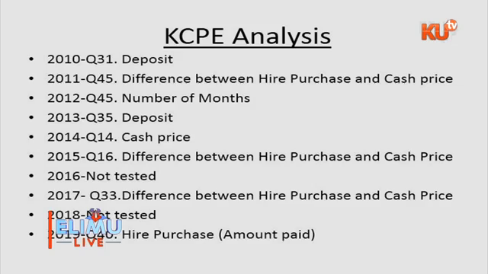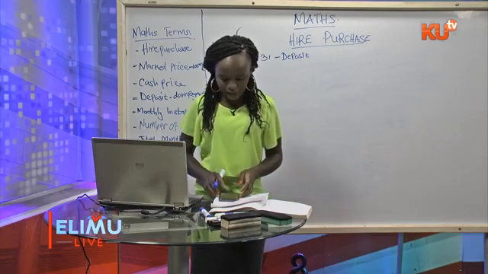In 2016, we didn't have any question about hire purchase. Then 2017, question number 33, they asked the difference between the hire purchase and the cash price. Then in 2018, they didn't test hire purchase. And then lastly, last year, in question 40, they asked about the hire purchase, whereby they were asking about the amount paid. And in that question, one was supposed to get the hire purchase.